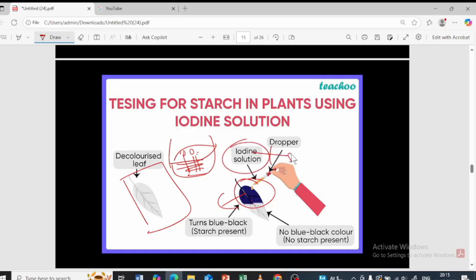The iodine, when it is mixed with the starch, gives which color? It gives a blue-black color. Obviously, wherever the green region is present, it gets which color? It gets the bluish-black color.